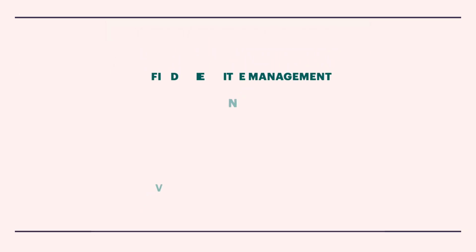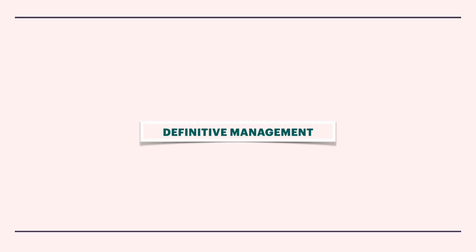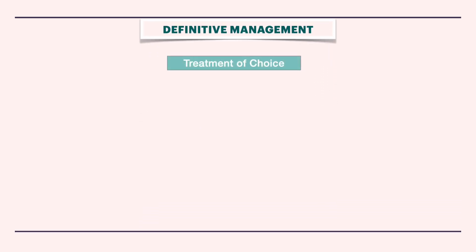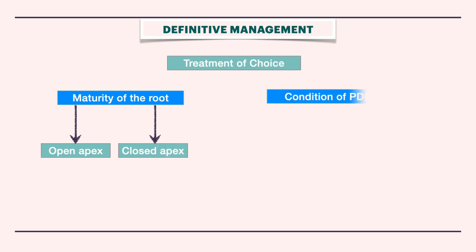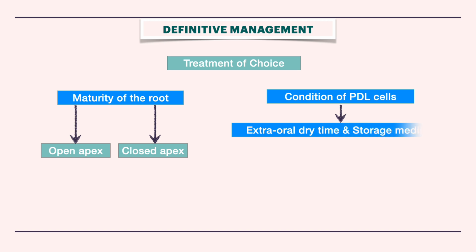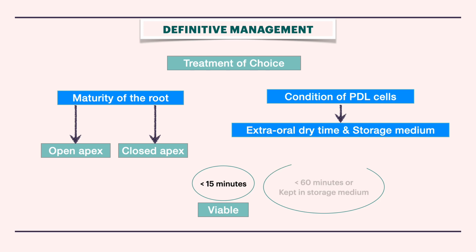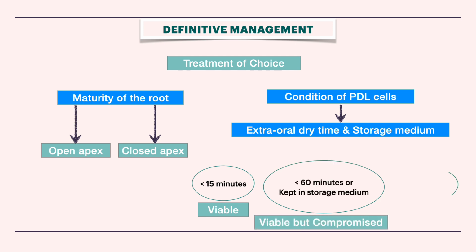Now coming to the definitive management, the treatment of choice depends on the maturity of the root, that is an open apex or a closed apex, and the condition of the periodontal cells. The viability of periodontal cells depends on the extraoral dry time and the storage media. If the extraoral dry time is less than 15 minutes, the cells remain viable, while the health is compromised if the time is less than 60 minutes. And if the time is more than 60 minutes, the cells become non-viable.